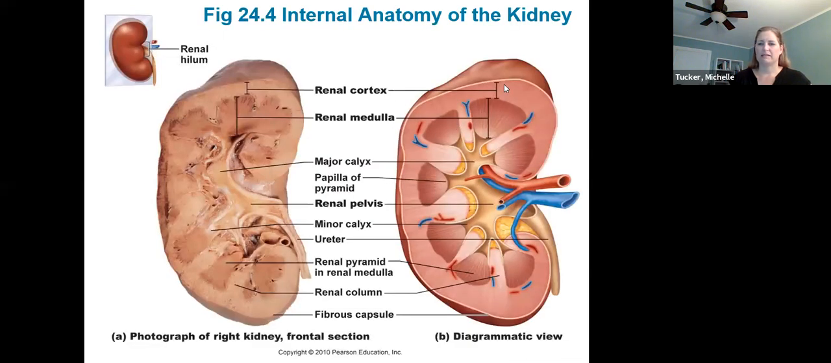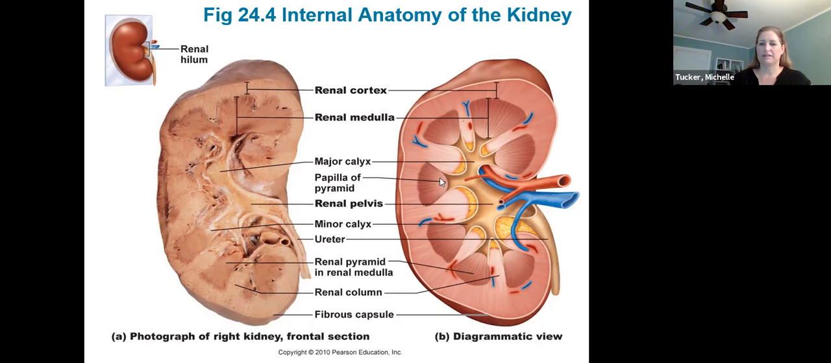For the cortex, it's this outer band of tissue, and it's going to contain things like the glomerulus, the proximal convoluted tubule, the distal convoluted tubule, and then it also goes down in between. These are called medullary pyramids. The cortical tissue comes down and forms renal columns. This inner layer is called the renal medulla, and it is organized in pyramids. So this entire layer is called the medulla.